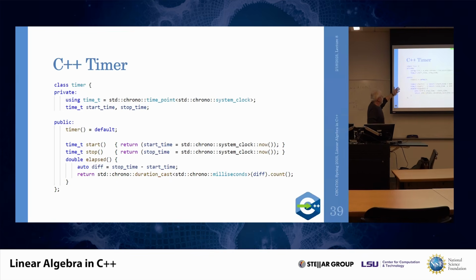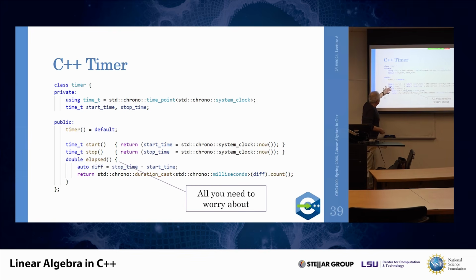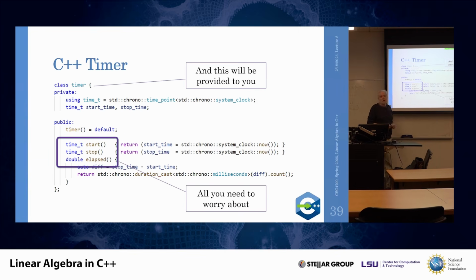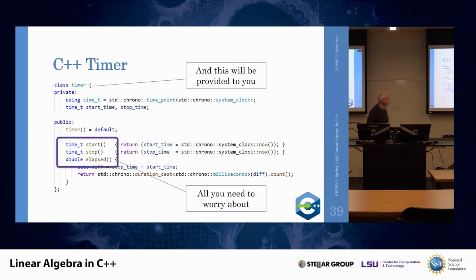It's a class that has 3 functions that are interesting for us: start, stop, and elapsed. And it gives you the time elapsed between the last call to start and the last call to stop. Nothing else. So very nice. It's exactly what we need.